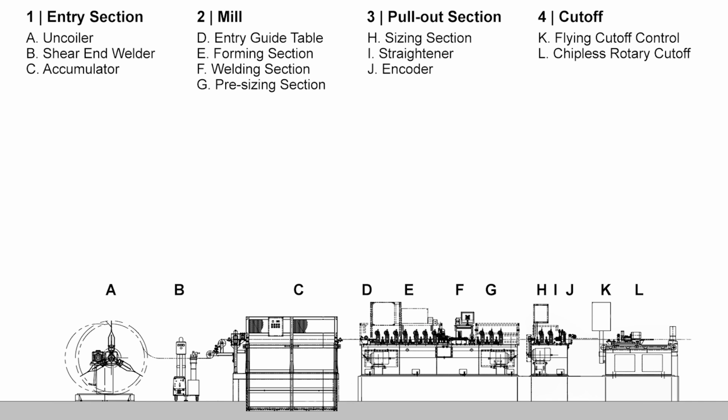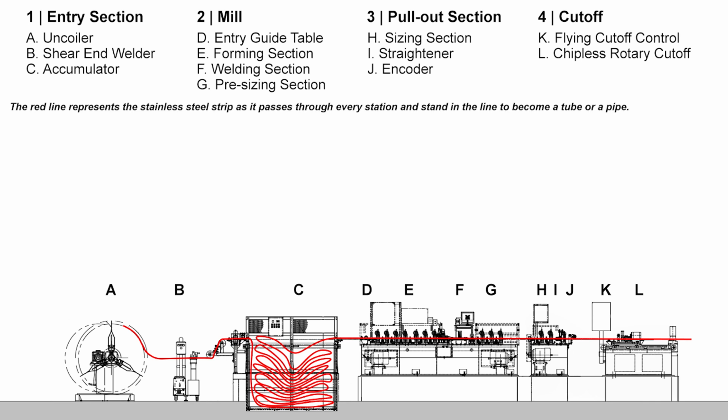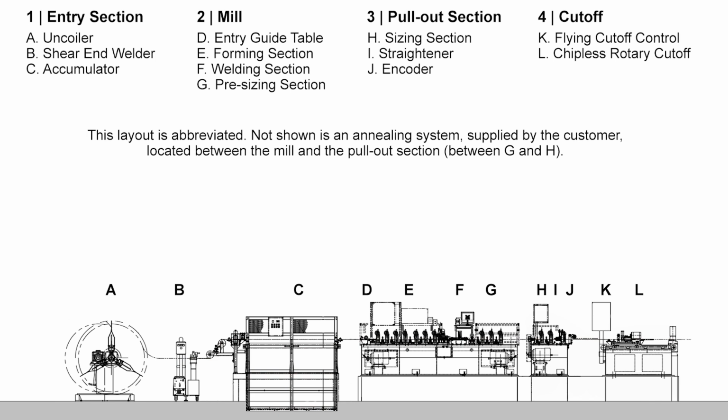This video provides a brief description of the entire process. It starts with the raw material, a coil of metal strip, and traces its path through the entire production line. In this case, the production line consists of 4 discrete sections as follows: an entry section, a mill, a pull-out section, and a cutoff unit. This mill also includes an annealing system, which is not shown in this layout. The annealer is located between the mill and the pull-out section.